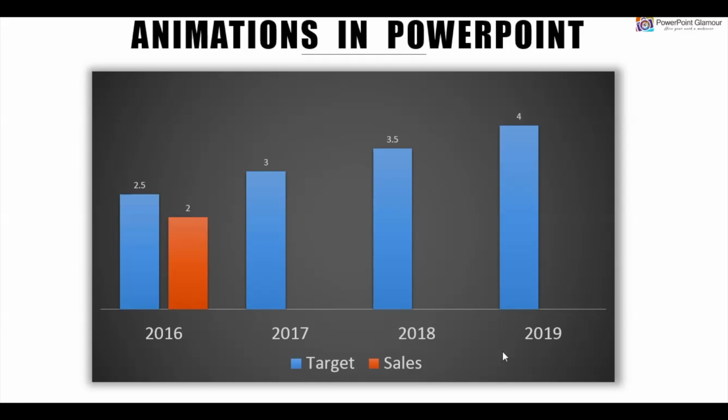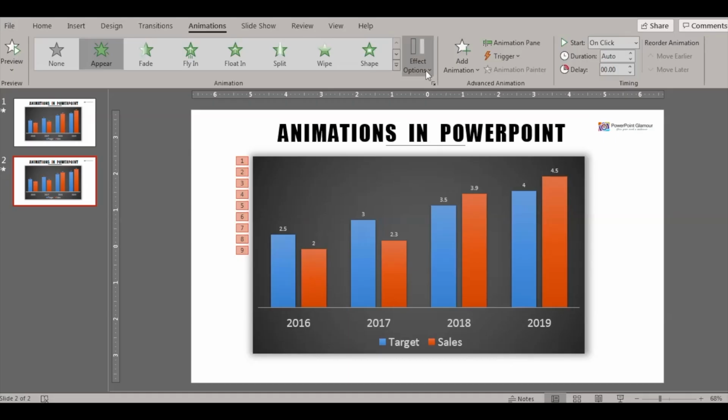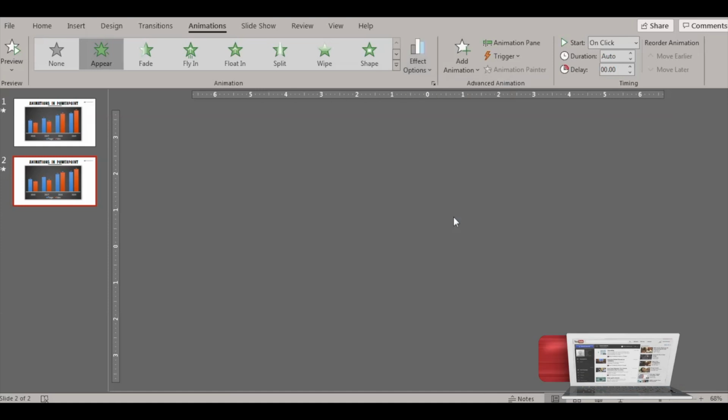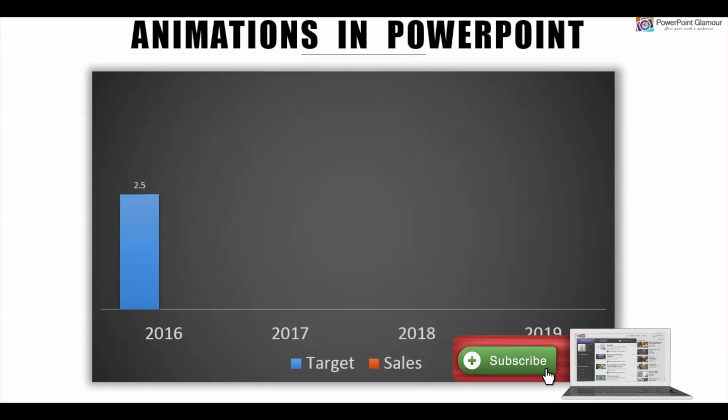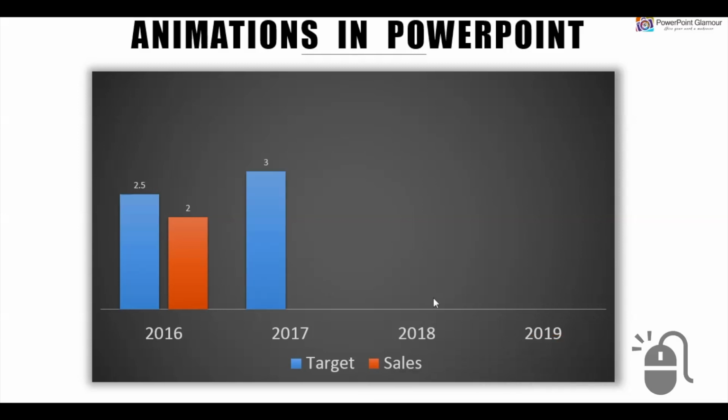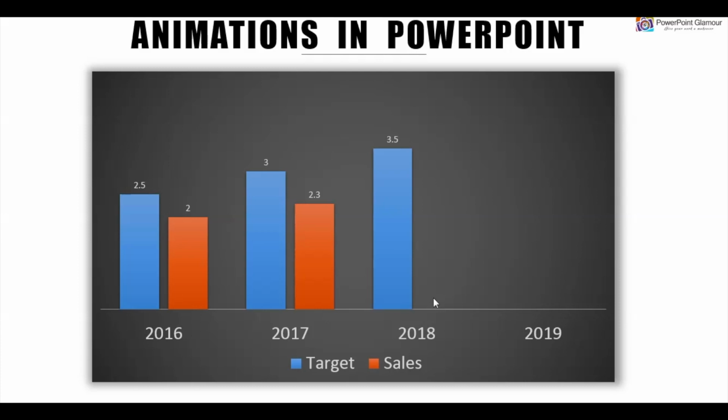Okay, then click here. So the elements in series appear one by one. So that's how it is. Then let's try the last option, by elements in category. Click here. Okay, so now the elements in category are broken one by one on clicks.